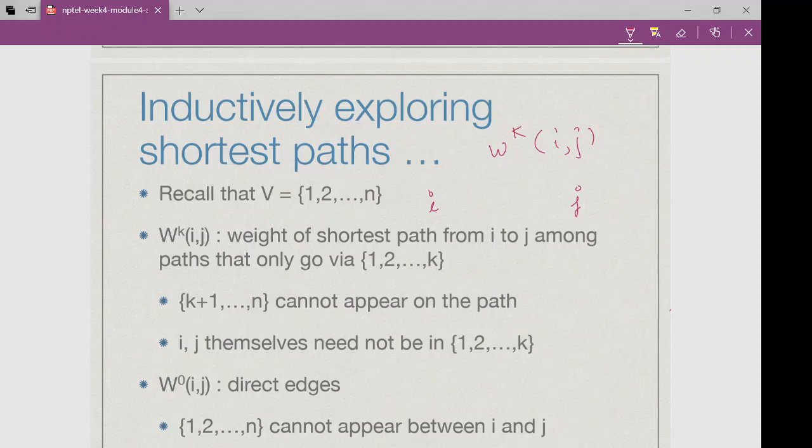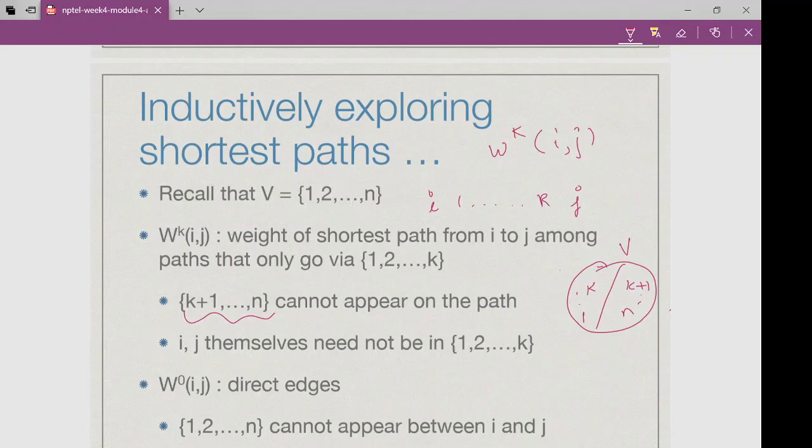Basically it is the weight of the shortest path from i to j among the paths that only go via 1 to k. So the nodes that can come in between are from 1 to k, and we are restricting these many nodes. We are saying k plus 1 to n cannot appear on the path. We only have the nodes from 1 to k. So this is V, all our vertices, and we are dividing it into 1 to k and k plus 1 to n.